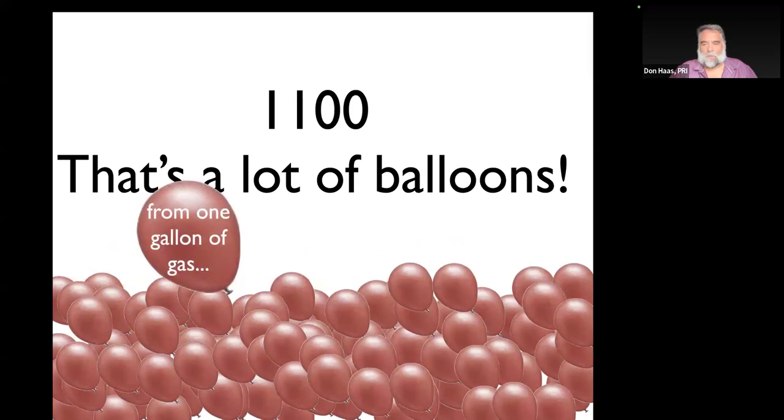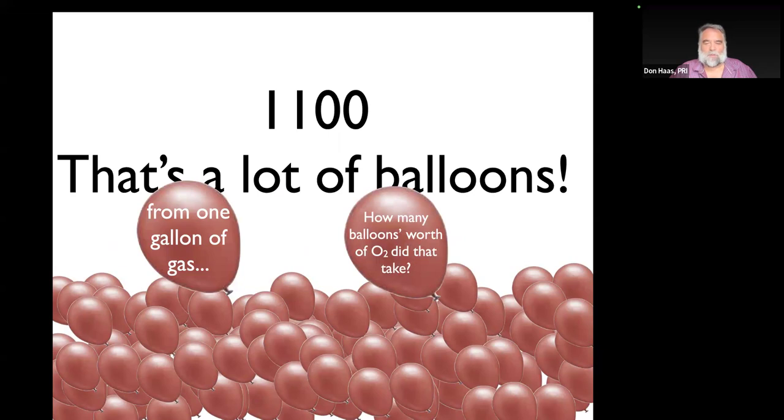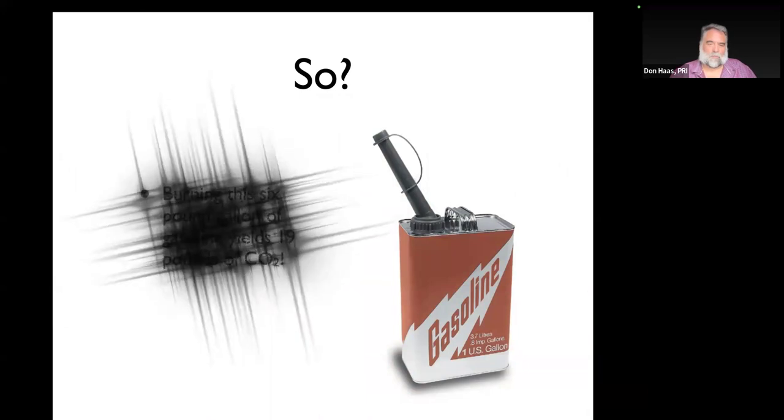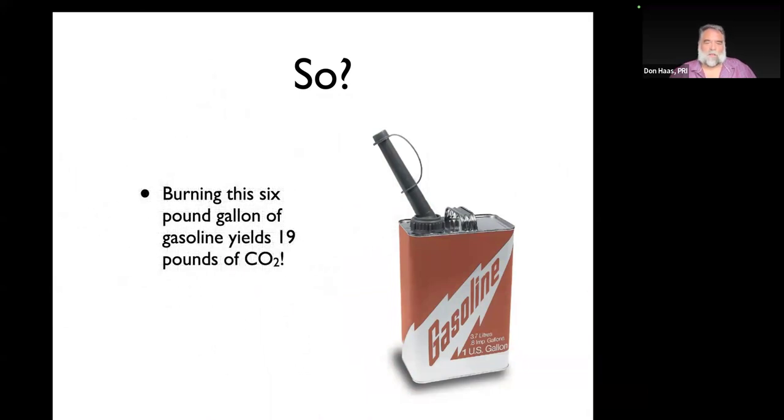That's a lot of balloons from 1 gallon of gas. And again, if you want to get into the chemistry, you can figure out how many balloons worth of oxygen it took to do that. So burning that 6-pound gallon of gasoline yields 19 pounds of CO2. And that, again, should make you say, wow.